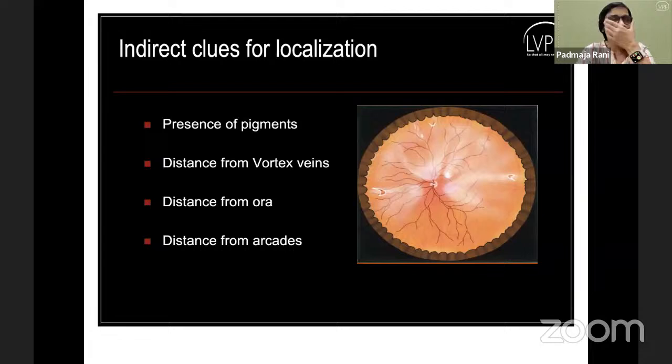So a young patient comes with multiple lattices, 360 degrees, and there is a posterior-most lattice you could find around 7 mm from the ora at 6 o'clock.